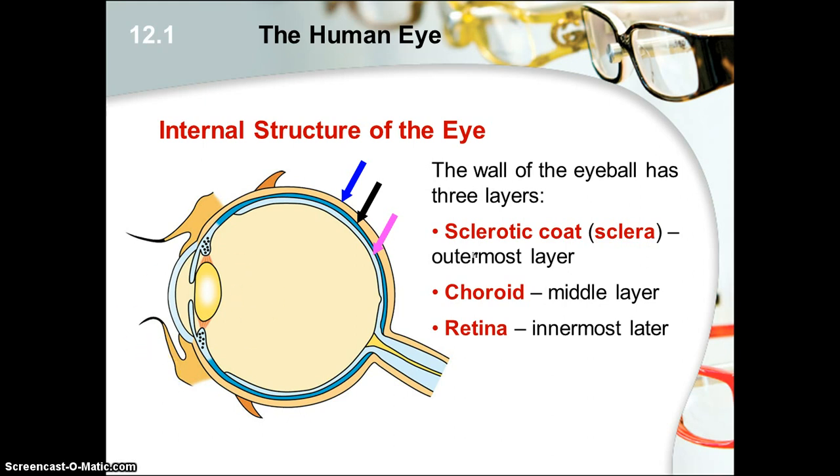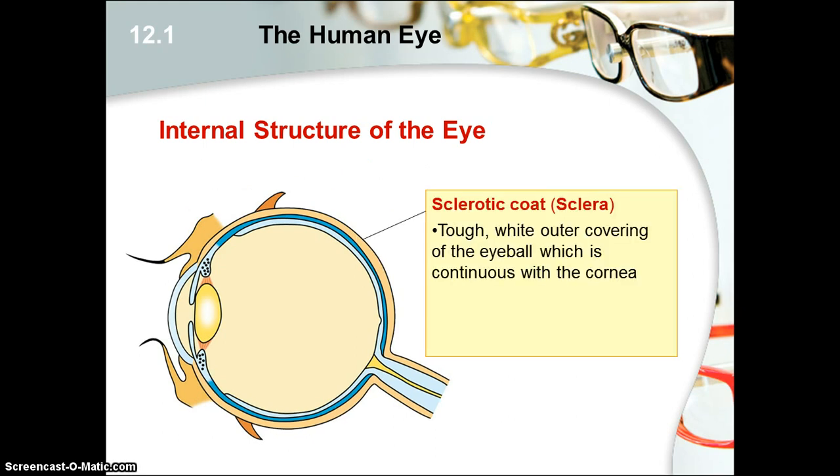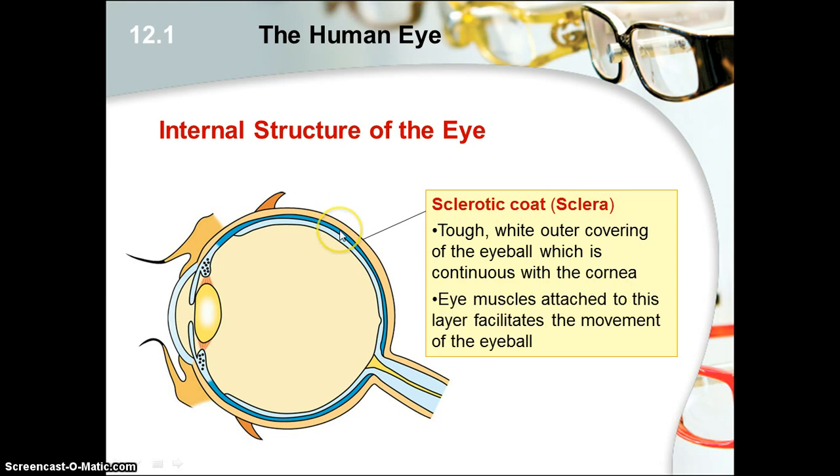The retina consists of photoreceptors. Photoreceptors are connected to the nerve endings from the optic nerve. The sclera is the first layer, the outermost layer. It is a tough white outer covering of the eyeball. And the eye muscles attached to this layer facilitate the movement of the eyeball.